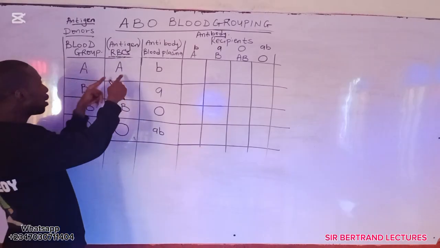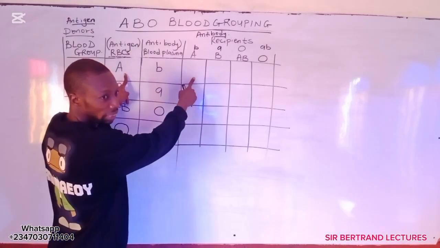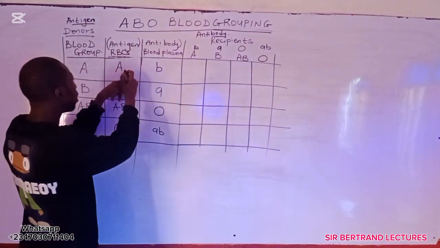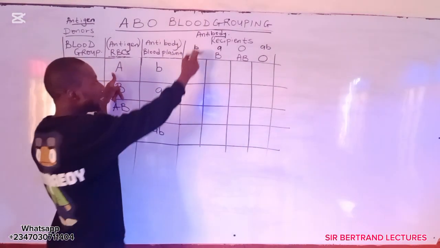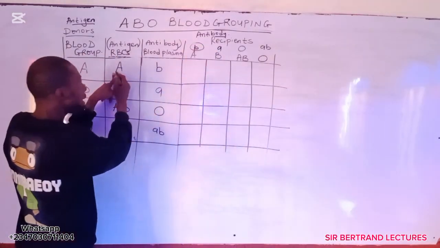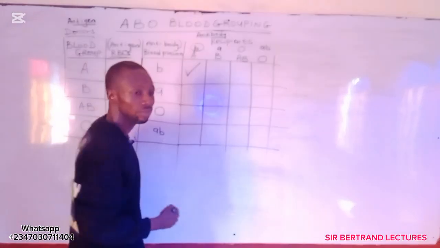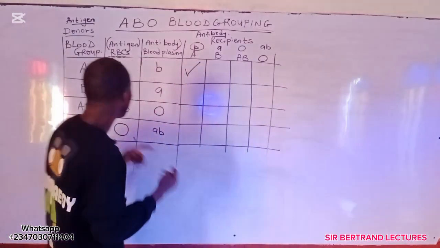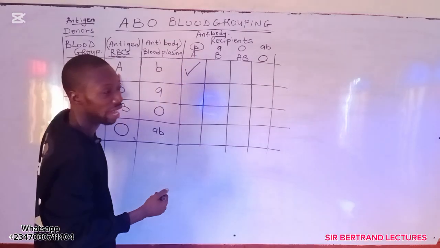Now, blood group A with antigen A, can it give blood to a blood group A recipient? Let's check. Now, the blood group A has antigen A, right? Then the recipient blood group A has antibody B. A and B are not the same, so the blood can go. The blood can go because the antigen here and the antibody here are not similar.